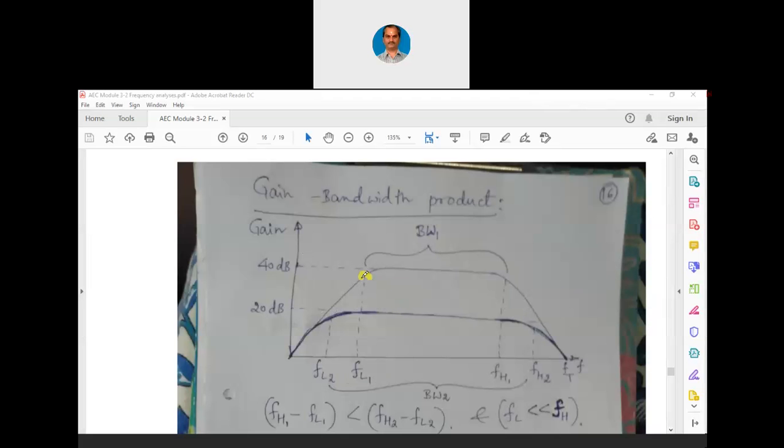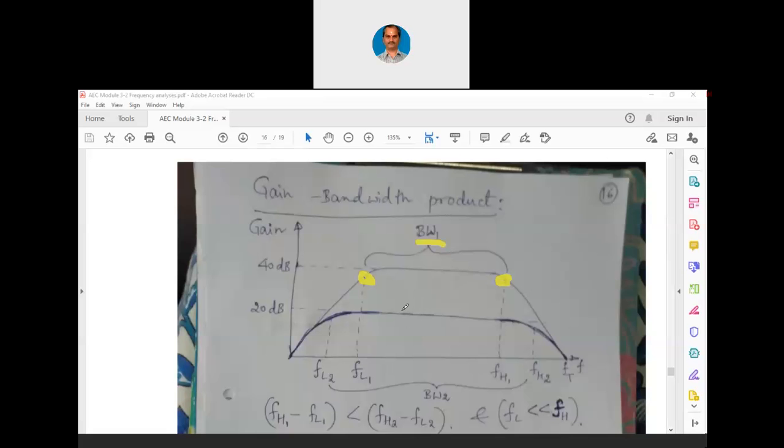Wherever this particular 37 dB is, there we mark 2 points and write them as FL1 and FH1, and this is what we consider as bandwidth 1. That is FH1 minus FL1. Now you can see gain is higher but bandwidth is lower.